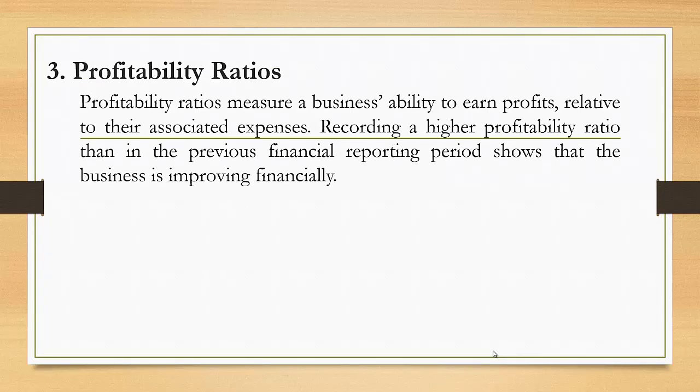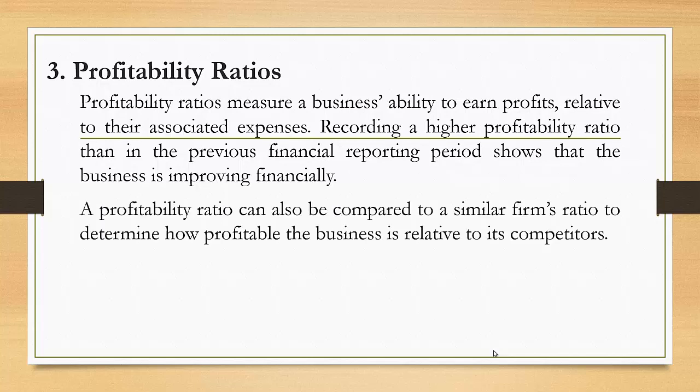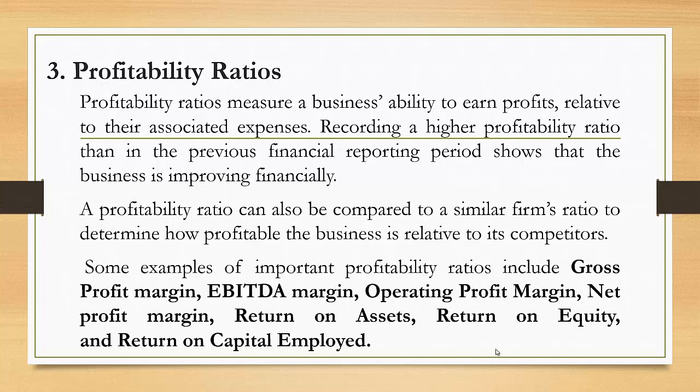Viewers, profitability ratios measure a business's ability to earn profits relative to their associated expenses. Recording a higher profitability ratio than in the previous financial reporting period shows that the business is improving financially. Profitability ratios can also be compared to a similar firm's ratio to determine how profitable the business is relative to its competitors. Some examples of important profitability ratios include gross profit margin, EBITDA margin, operating profit margin, net profit margin, return on asset, return on equity, and return on capital employed.